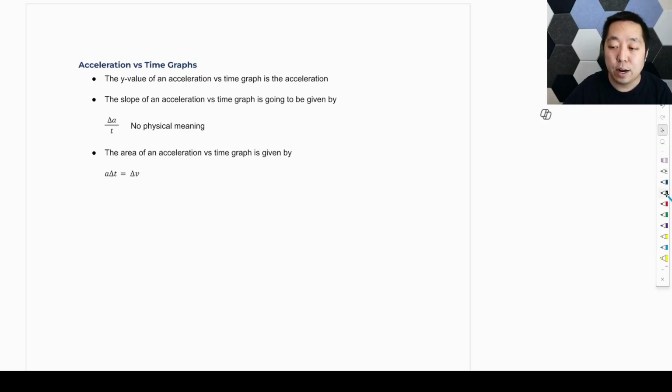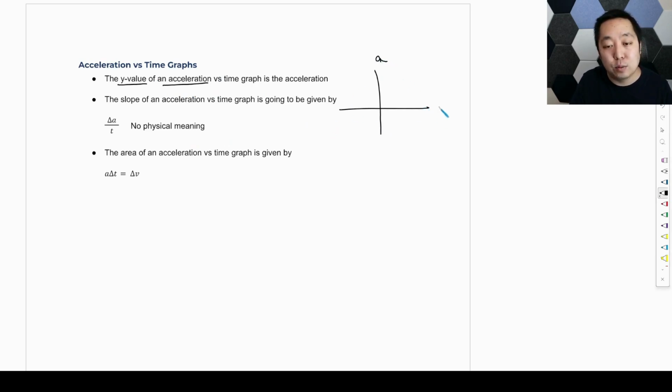So the last kinematic graph we look at is the acceleration versus time graph, and that's where the y value is the acceleration. The slope doesn't have any physical meaning, because if I have an axis here with the acceleration versus time, and we look at the slope being the change in the y variable over the change in the x variable, what we find is it doesn't mean anything.